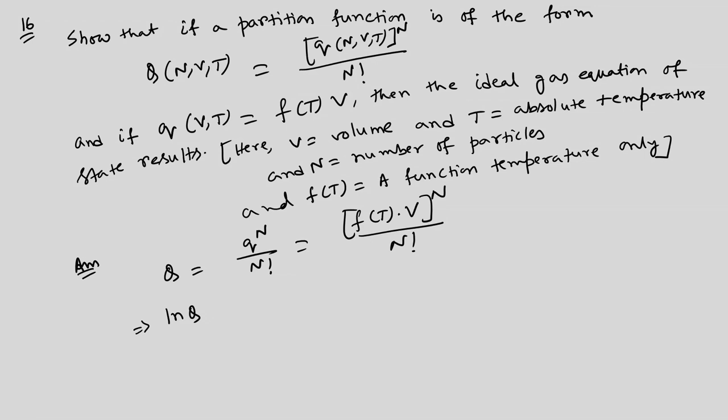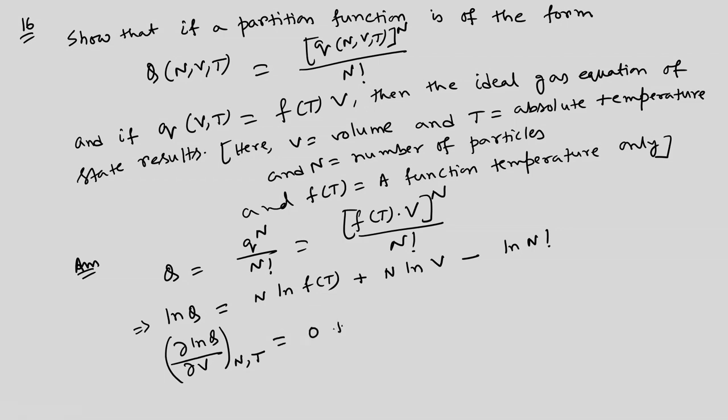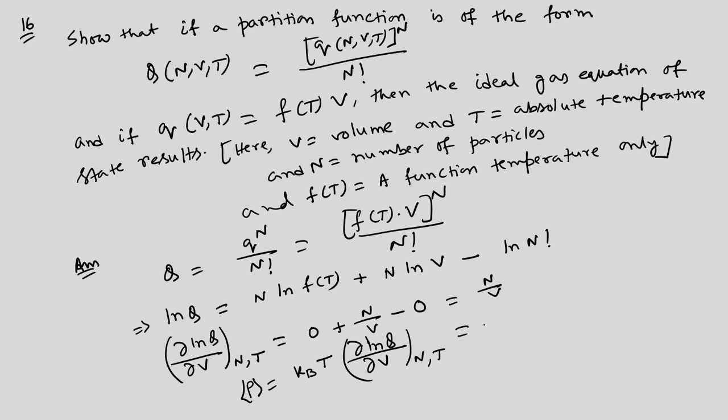So, as I said, we need to calculate the logarithm of Q. So, ln Q is N ln f(T) plus N ln V minus ln N factorial. Now, del ln Q by del V at constant number of particles and temperature: the first term gives 0, the second term gives N by V, and the third term is again 0. The average pressure is nothing but kB T times del ln Q by del V at constant N and T. So, if we substitute del ln Q by del V as N by V, we get N kB T by V.